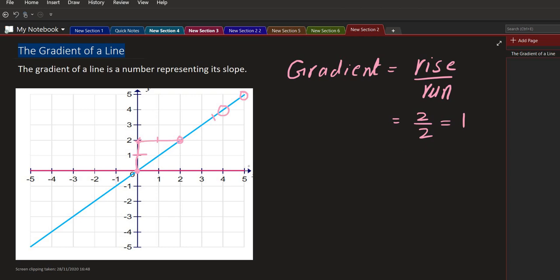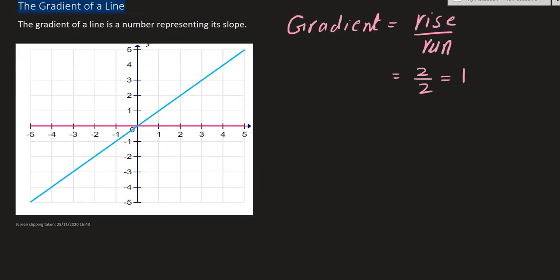So let's choose another point as well. Now let's say I'm going to choose this point, and I can choose one point over here. So we're going to do rise over run. You can start from here, 1, 2, 3. So our rise is 3. I'm going to write it down over here. Rise is 3. Run is going to be 1, 2, and 3. So run is going to be 3 as well. So 3 divided by 3 is going to be 1.